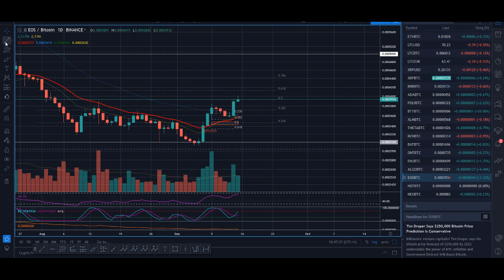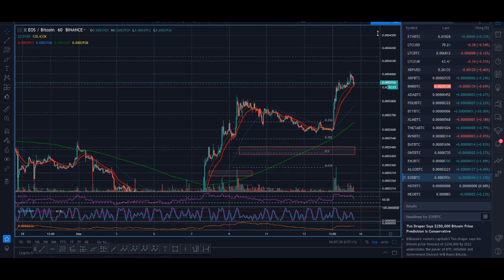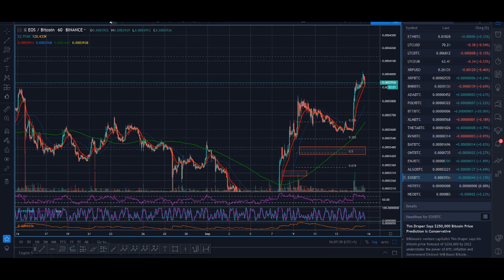And again, if you had just drawn this bull flag, you could have bought it at the move up. Or if you go down to the hourly time frame, you could look to buy pullbacks. So EOS is a coin that I'm actually in. Again, I'm not just saying after the fact.